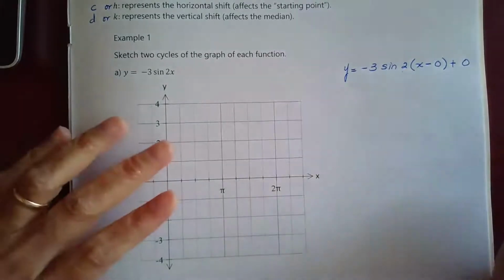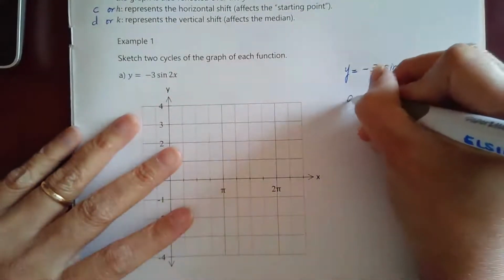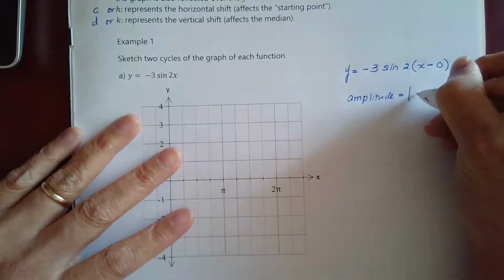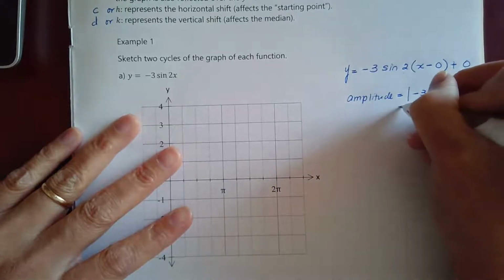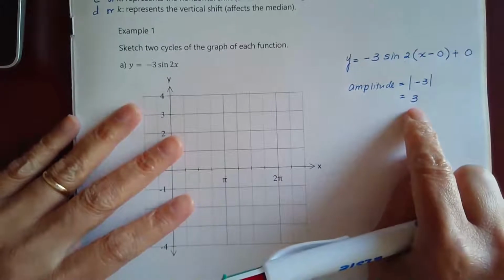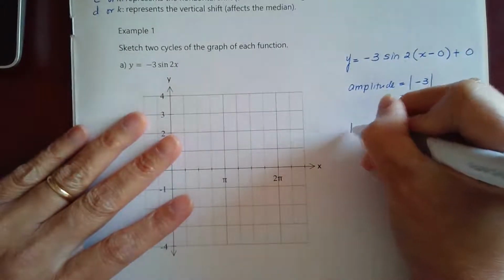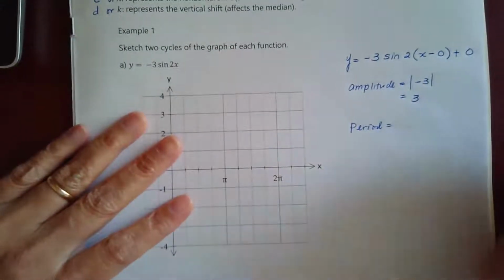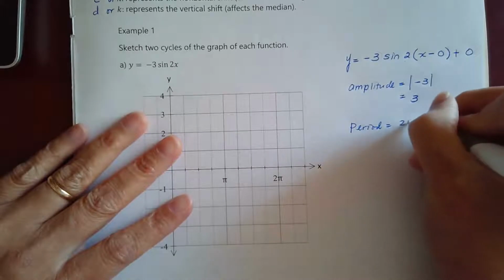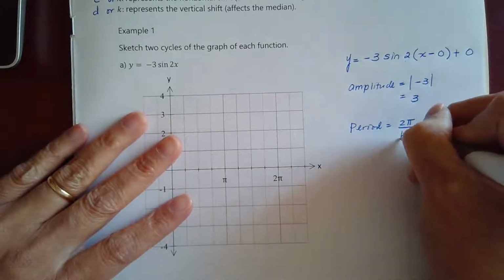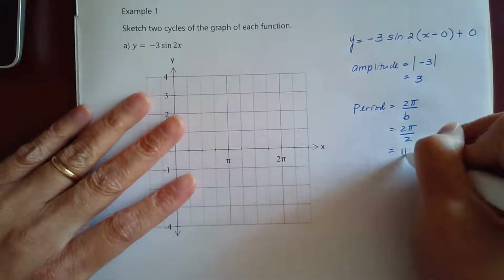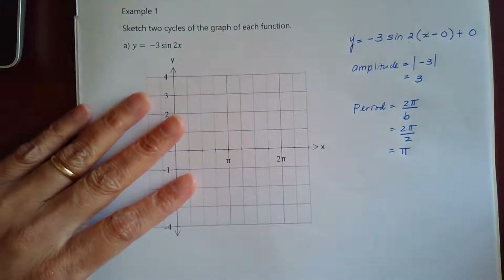So how we do this is this. Our amplitude is the absolute value of the a value, which is the absolute value of -3. Amplitude is equal to 3. Our period, the complete cycle, the complete wave, how long will it take? It's going to be 2 pi over b. In this case, it's 2 pi over 2, which is pi.